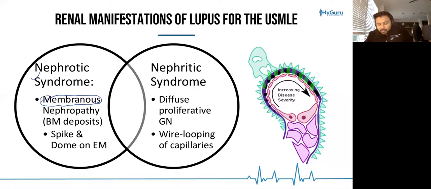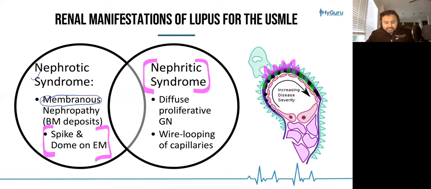And Pathoma does a great job with this, in which then you have a spike and dome, a spike and dome, a spike and dome. And that is going to refer to the mesangial and basement membrane proliferation you get with membranous nephropathy. The nephritic syndrome related to lupus is going to be what we call diffuse proliferative glomerulonephritis, which on electron microscopy shows these friable wire looping capillaries on your glomerular biopsy.